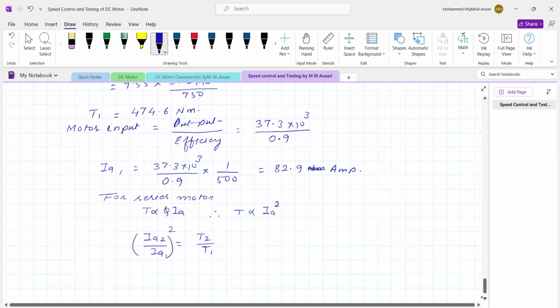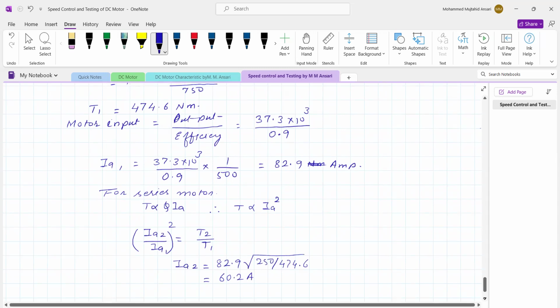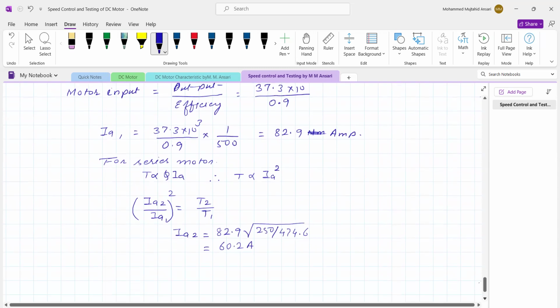Now if we put the torque values, we can find the armature current IA2 equals 82.9 under root 250 upon 474.6. So the current is 60.2 ampere, IA2.